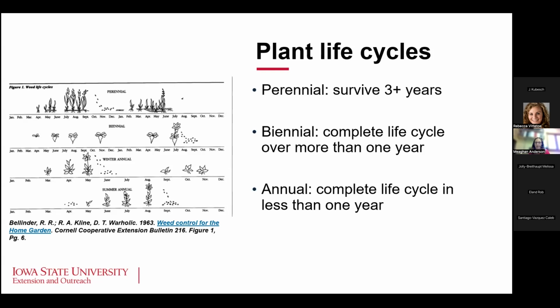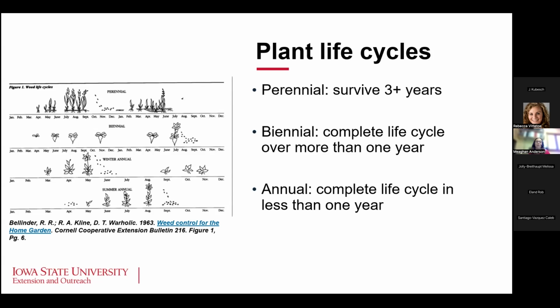We may have what are called winter annuals that will generally germinate sometime in the late summer or early fall. They will produce some growth in the fall, depending on the weather. They will go dormant over the winter, and then the following spring they will resume their growth and produce seed prior to the end of the summer or the following fall. All of that happens within about 12 calendar months or less.